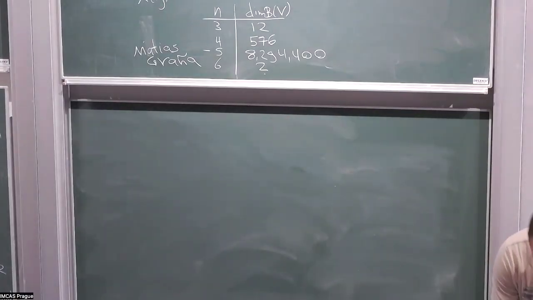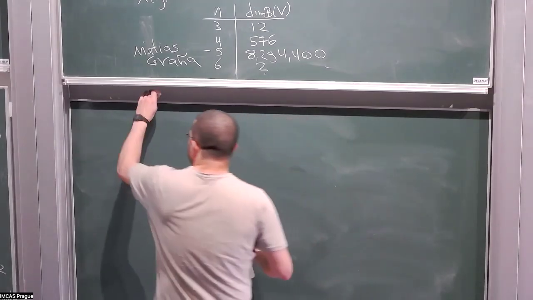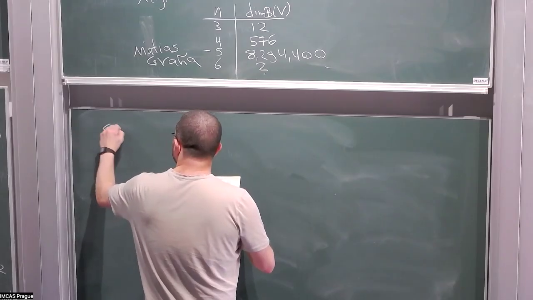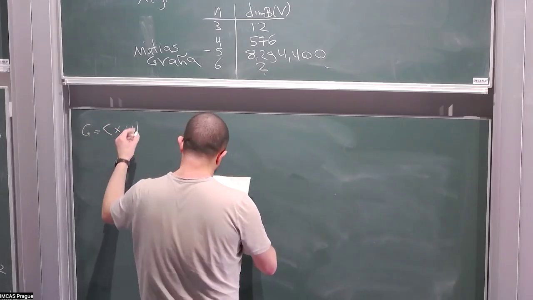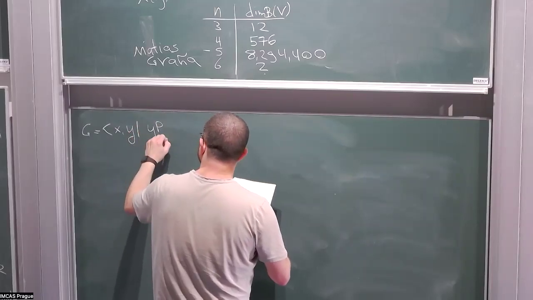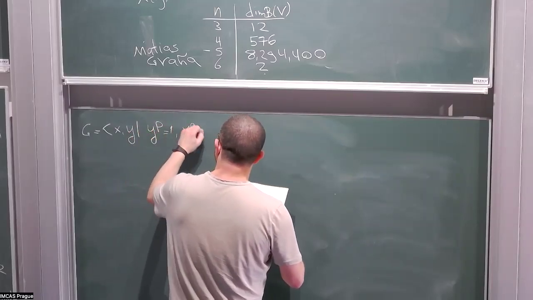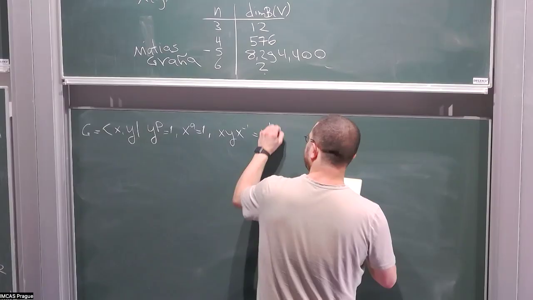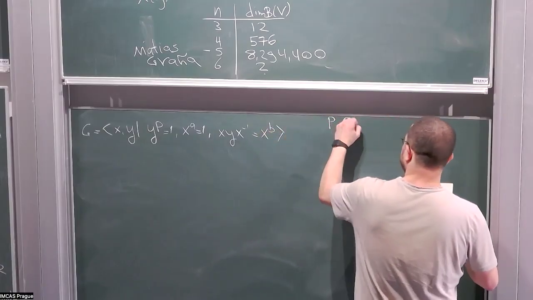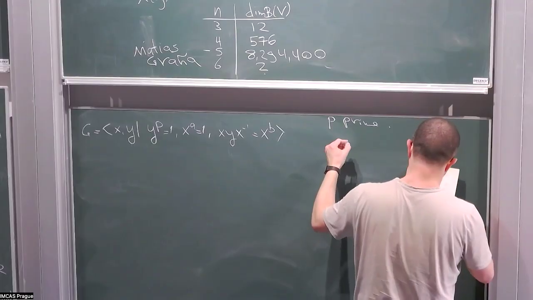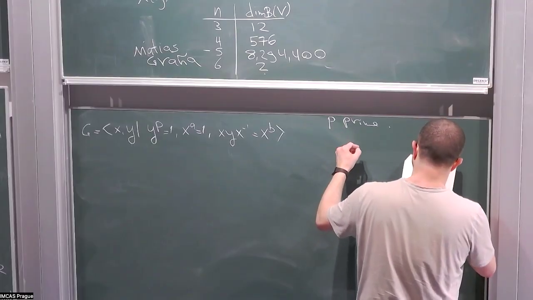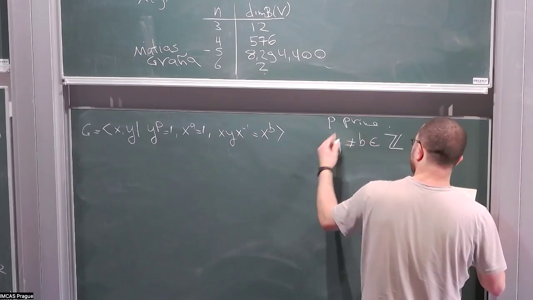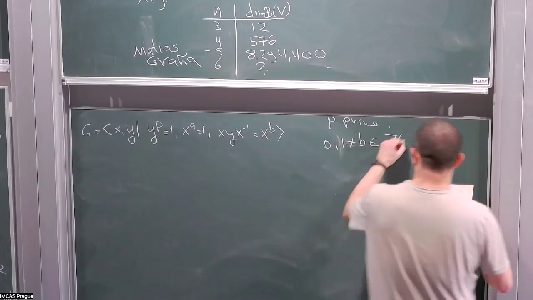So we took another example, which was the following. We took the following group. G is generated by x and y with the relations y to the p equals 1, x to the a equals 1, and y x y inverse is equal to x to the b. Here p is a prime number, and b is different from 1 and from 0. It's an element in Z mod p.